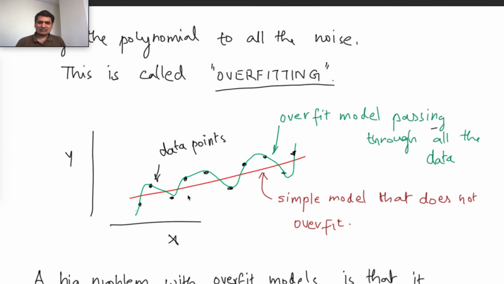Here's a visual illustration. We have some data points, and this red line is meant to be a very simple model that doesn't necessarily pass through all the data points. It just roughly captures the trend of the data. And the green line is meant to be a more complex model that passes through all the data. We might call the green line an overfit model.